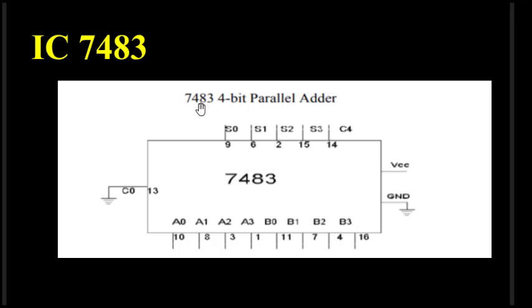So here we can see IC 7483. IC 7483 is an IC which is available, and it is used to add two 4-bit binary numbers. As you can see, there are many pins, and here we have the inputs: A0, A1, A2, A3, B0, B1, B2, B3, and here we have the outputs S0, S1, S2, S3, and C4. That is the carry.